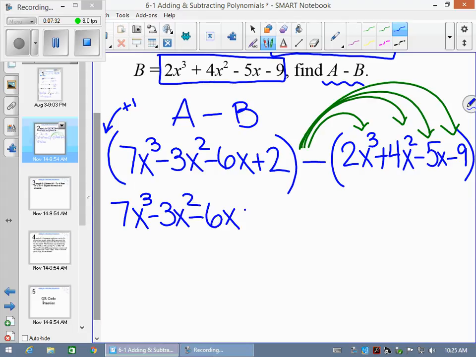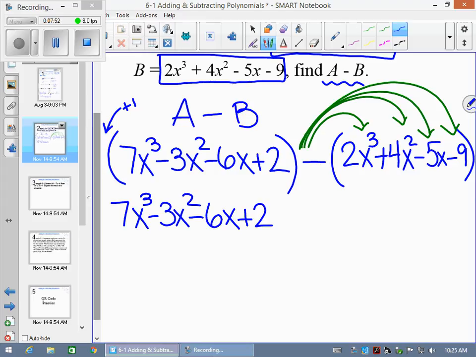But if you didn't write parentheses around your b polynomial, the one that we are subtracting from a, you would only be subtracting the first term, which would then lead you to the wrong answer. You have to put parentheses around an expression if that expression is more than one term and you are subtracting.